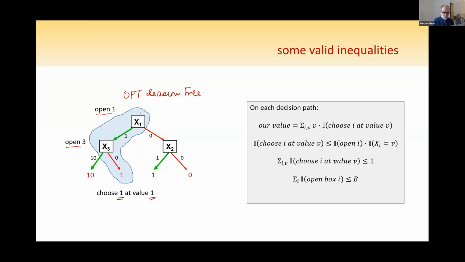Suppose I look at this decision path, this blue one that I've drawn on the left. Our value is an indicator. This is 1 if this action were actually taken. If I chose one of these boxes at value v, then I'll get a total of v. I can choose i at value v only if I open i and I see value v.